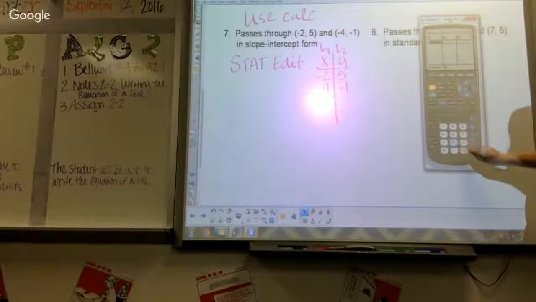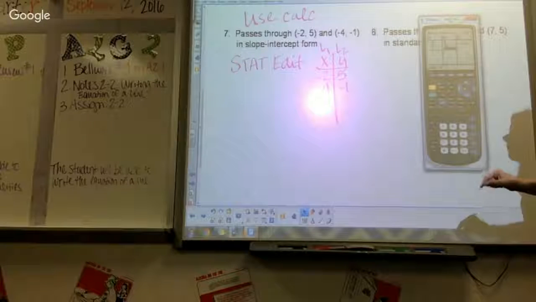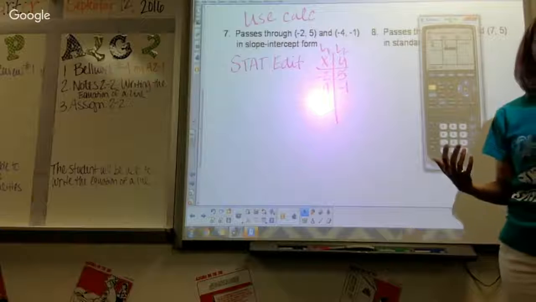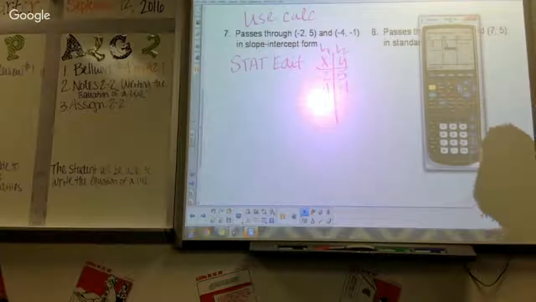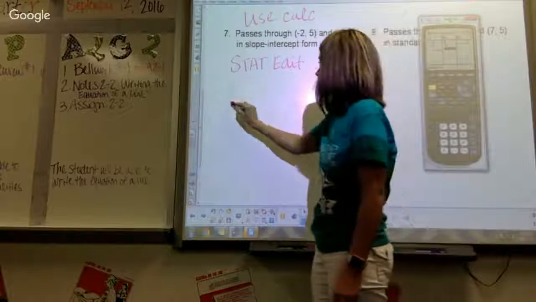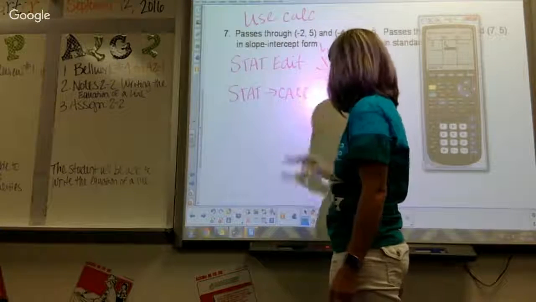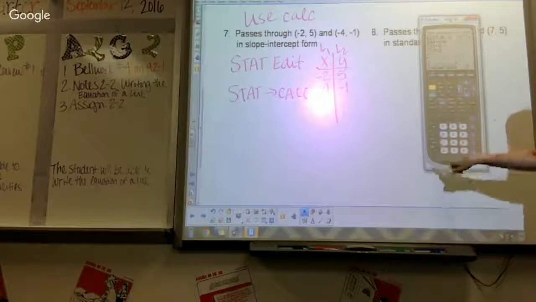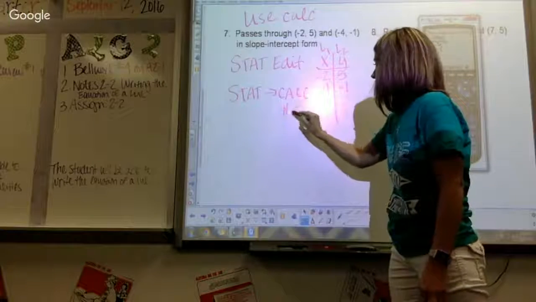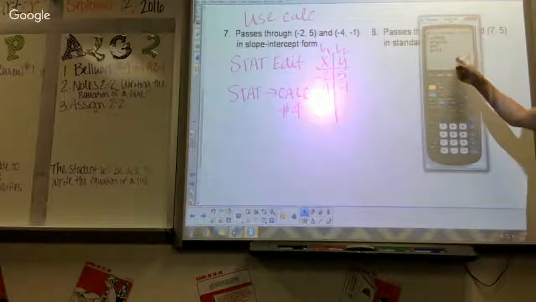So that would be -2, -4, 5, -1. Make sure your calculator's doing all the work for you, so make sure that you are checking to make sure that you have those numbers entered in correctly. Okay, so once we have entered those in, you're going to go back to Stat, go over to Calc. Stat, Calc, and you're going to choose number 4, which is linear. Press Enter, and then notice that it gives you your m and your b.